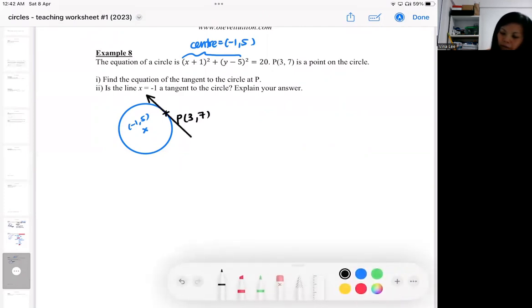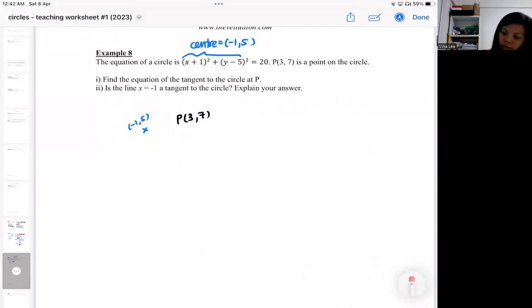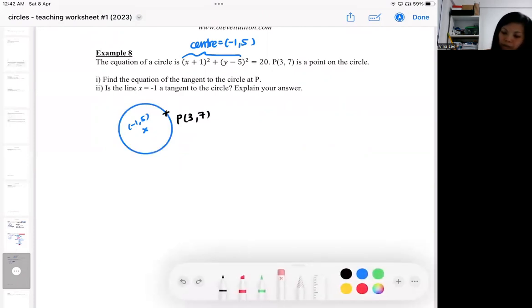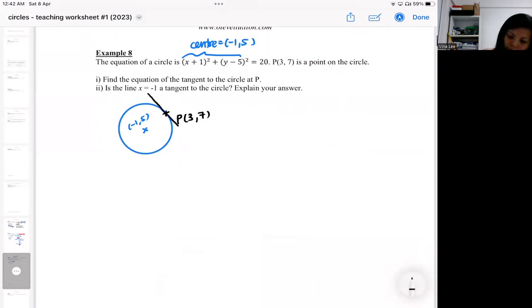So this is the equation that I'm supposed to find. If I need the equation, you will need mx plus c. You will always need a gradient and a point. So this is the tangent. I have the point (3, 7), but I don't have the gradient. So I actually need to create my gradient.